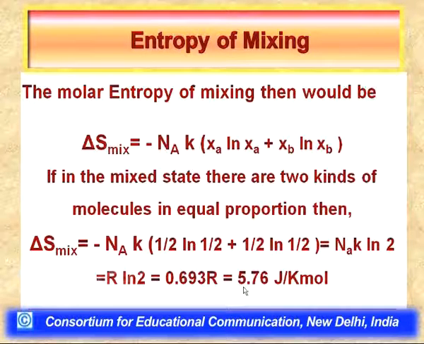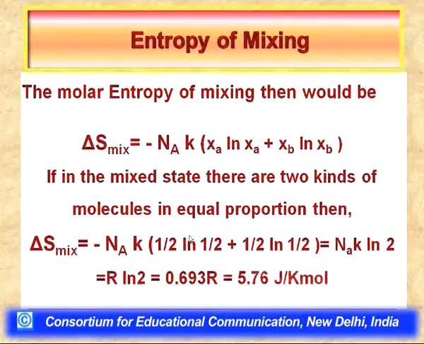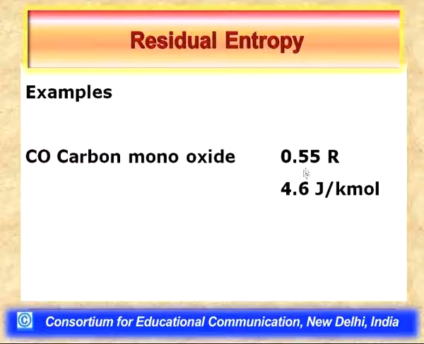So, the entropy of this mixed state of carbon monoxide should be, as per our formula, 5.76 joule per Kelvin per mole. But the observed entropy, called the residual entropy of carbon monoxide, is 0.55 R, not 0.693 R, that is 4.6 joule per Kelvin per mole. What does it mean? It means that the proportion of one kind of carbon monoxide molecules with a particular orientation is greater than that of the other, so one amount fraction becomes greater than half and the other less than half. That is how it leads to a slightly lesser value: instead of 0.693 R it becomes 0.55 R, and that is how carbon monoxide possesses this residual entropy of 4.6 joule per Kelvin per mole.